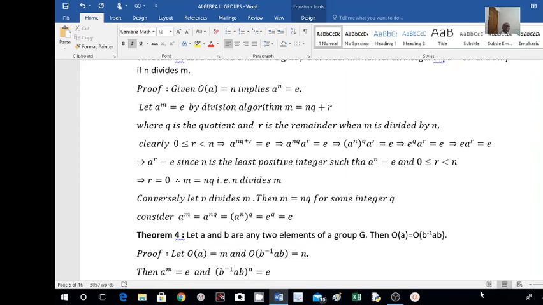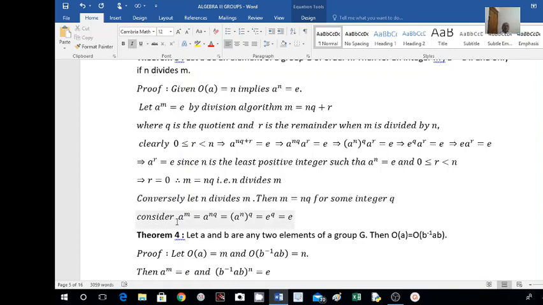again, given that the order of a equal to n. Now here, conversely, suppose n divides m. I have to show that a to the power of m is equal to e. If n divides m, then m can be written as n into some integer. I am writing m is equal to n into q, for some integer q.